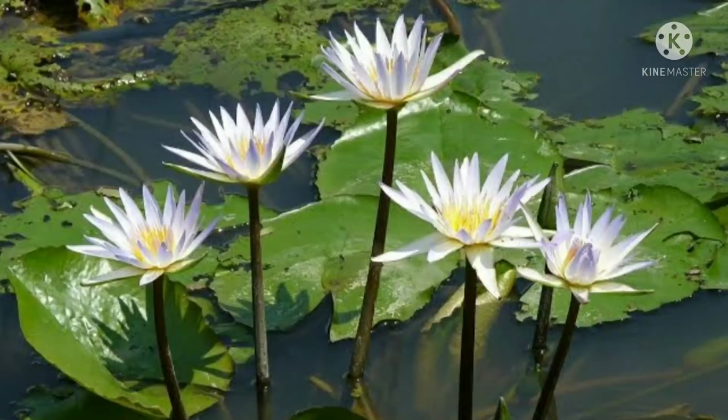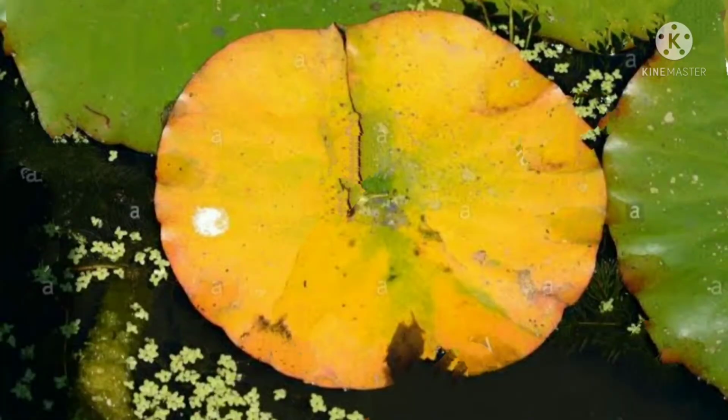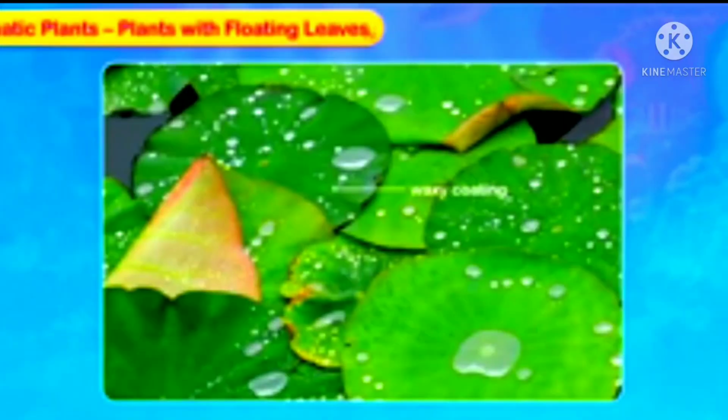They have thin, long and hollow stems to reach the surface of water. The leaves of these plants are broad and flat. Since they are continuously floating on the water, there is a possibility of rotting. What do you mean by rotting? Rotting means decay. Okay. To prevent that, leaves have a waxy coating.